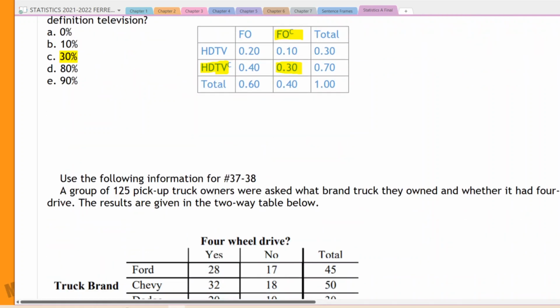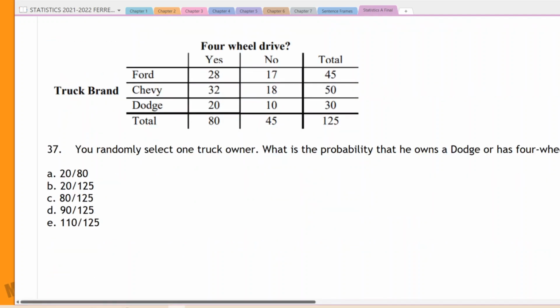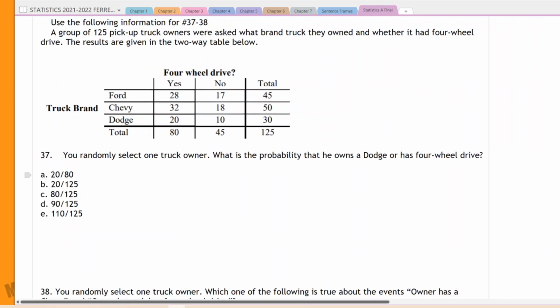Okay. The following information is meant for questions 37 and 38. You've got a group of 25 pickup truck owners who were asked what brand of truck they owned and whether it had four-wheel drive. Here is the results in this two-way table. And you're going to randomly select one truck driver. So what is the probability that he owns a Dodge or has four-wheel drive?